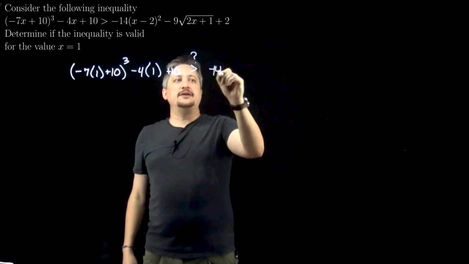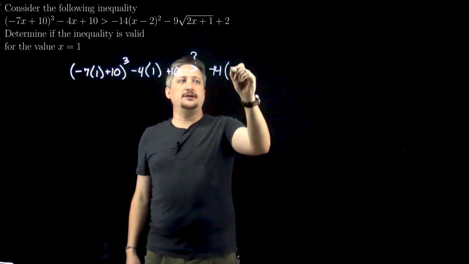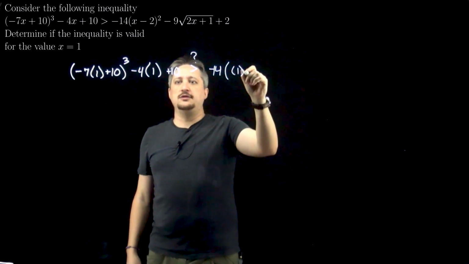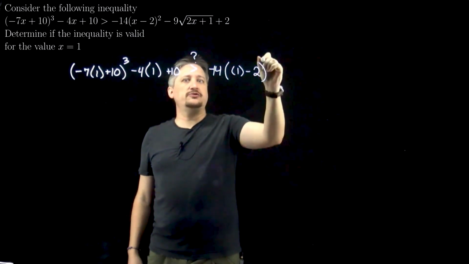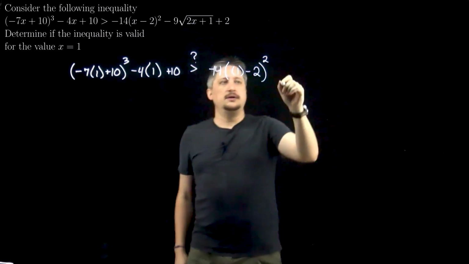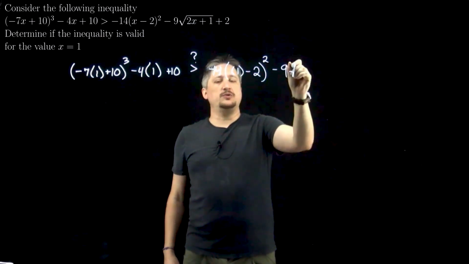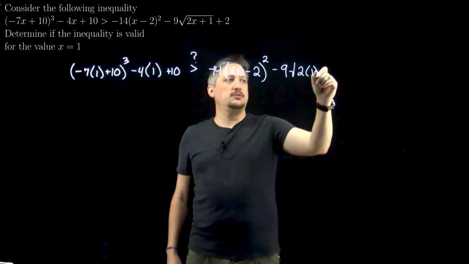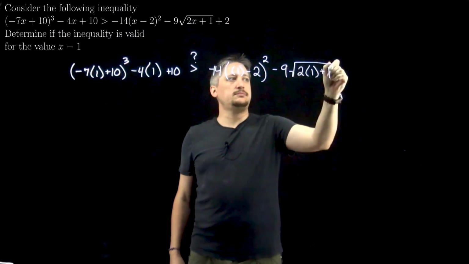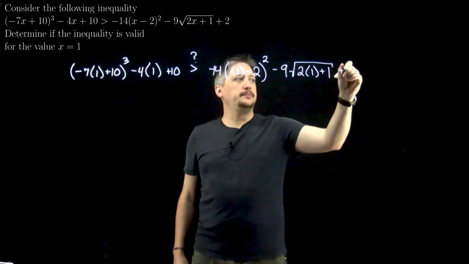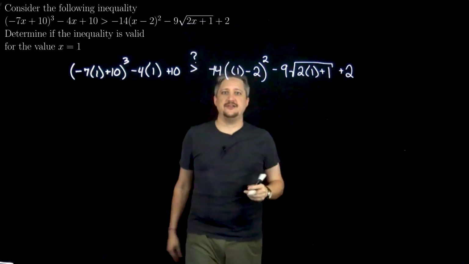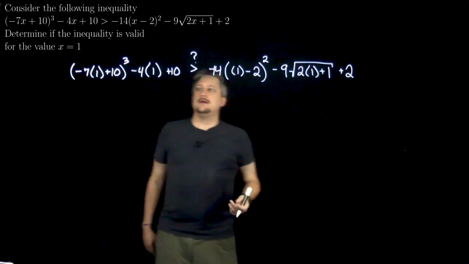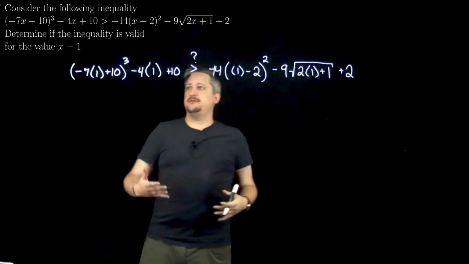So that's minus 14 times 1 minus 2 squared minus 9 times square root of 2 times 1 plus 1 plus 2. Okay, so the question is, is this inequality true? All right, so let's go.